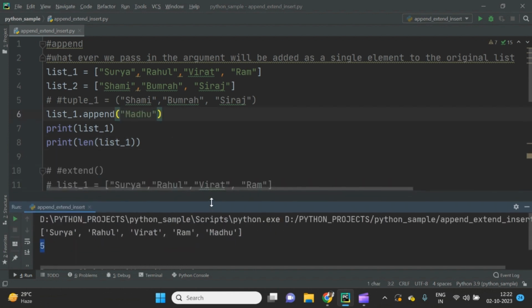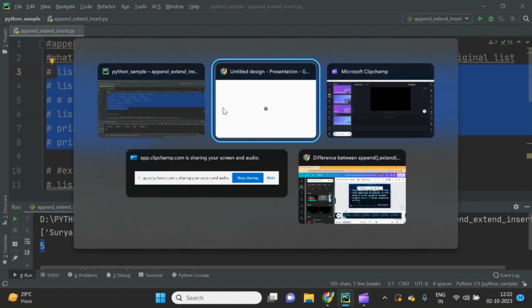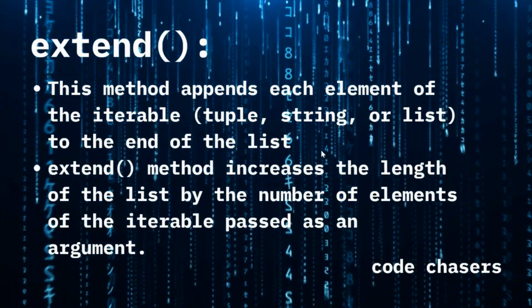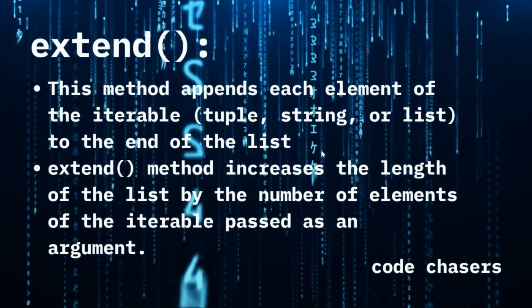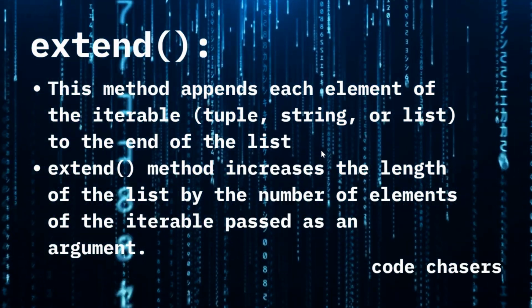Remember, when we apply the append function to any list, the length of the original list will always be incremented by 1. Now we will go back to our theoretical session. We have seen the coding part of append. Now we will see how extend looks. The extend method appends each element of the iterable.